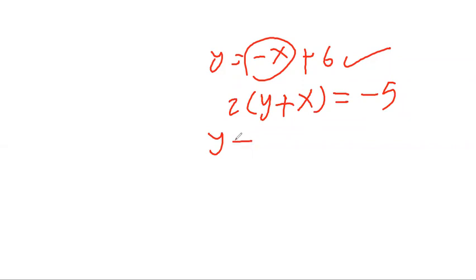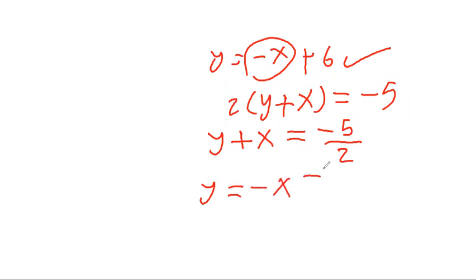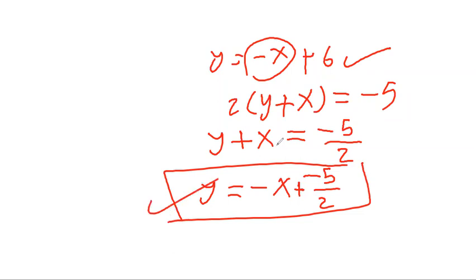I'll divide the two sides by 2. So it will be y plus x equals negative 5 over 2. Then y equals negative x minus 5 over 2. Yes, very good. So what will be the gradient of this straight line? Negative 1. So this straight line is parallel to the first straight line. What is the reason? Because they have the same gradient. Thanks, excellent. Thank you, Amna.